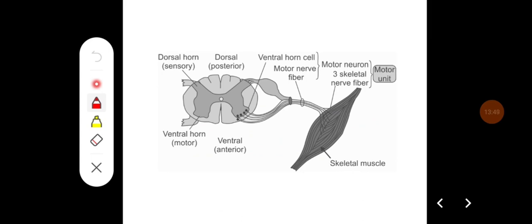So this is the diagram showing the motor unit. Motor unit is nothing but the number of muscle fibers which are supplied by a single spinal motor nerve.